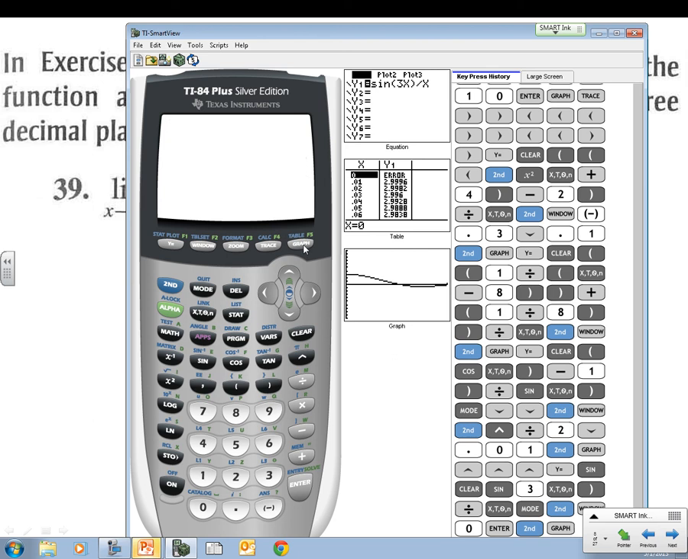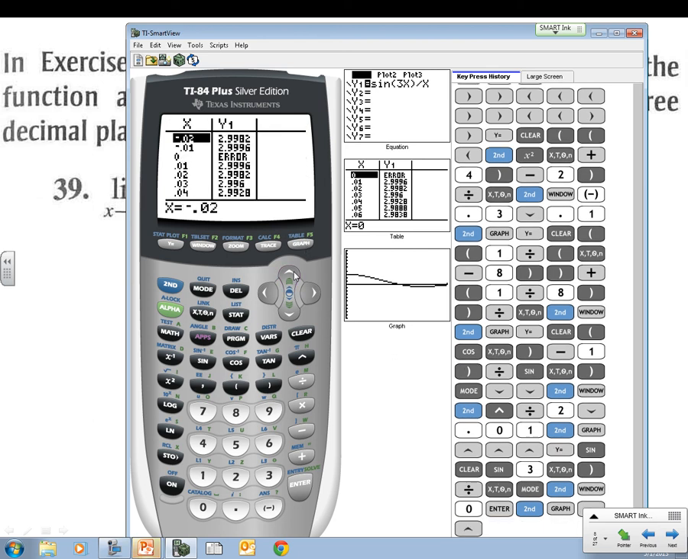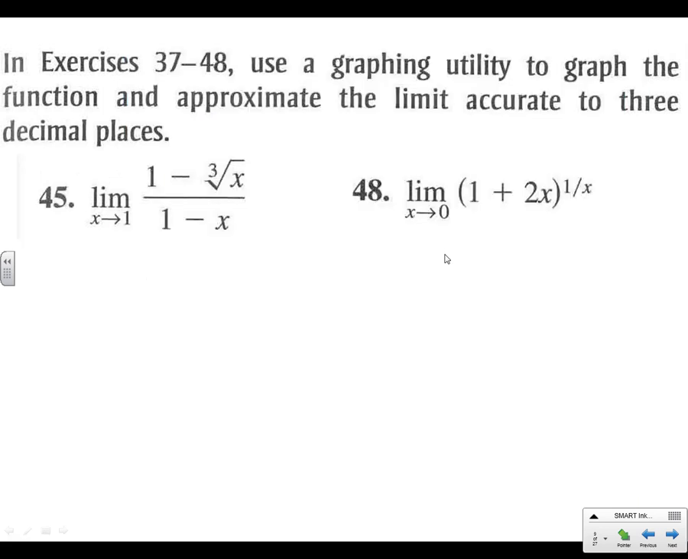And our values are, what would you say? I would say 3. Looks like we're approaching 3. Okay, and so let's keep moving.